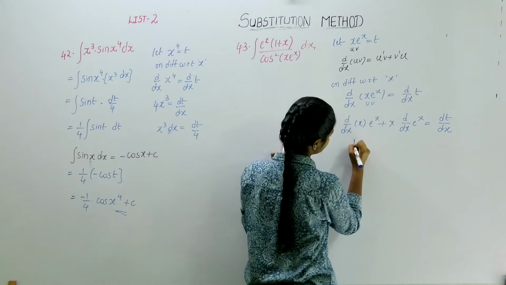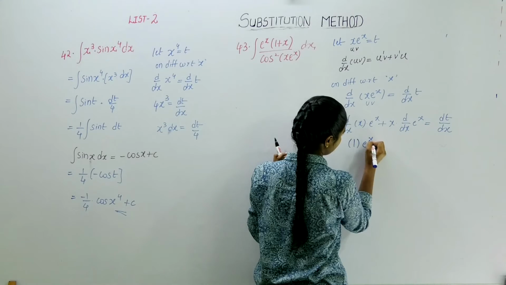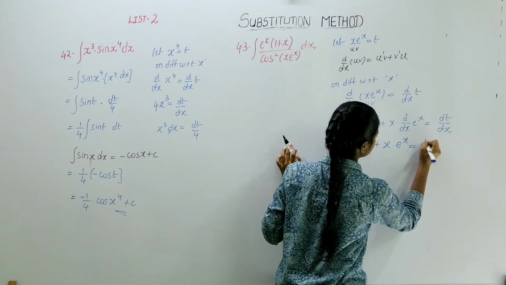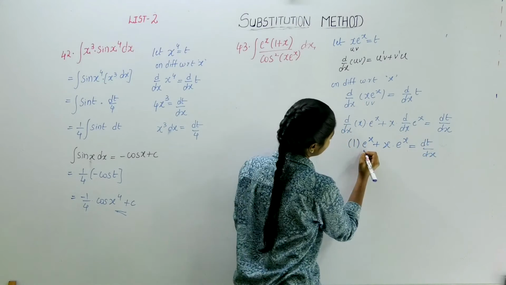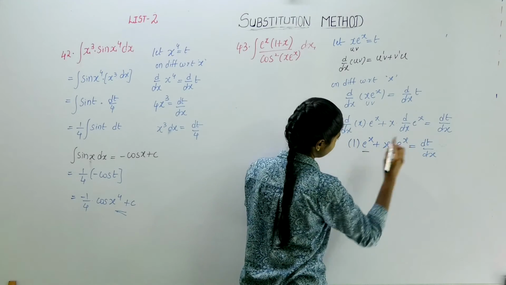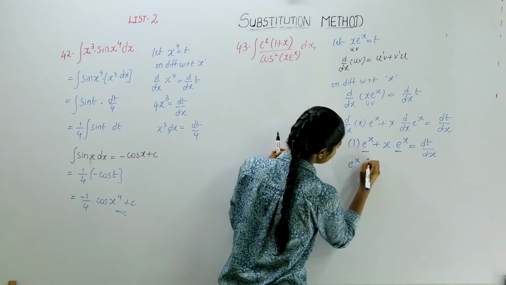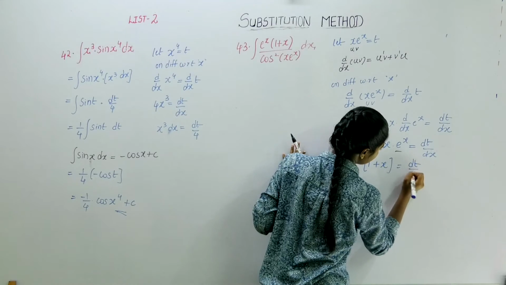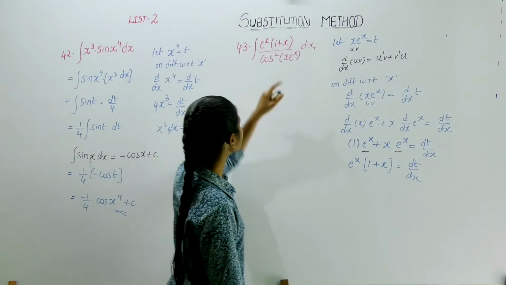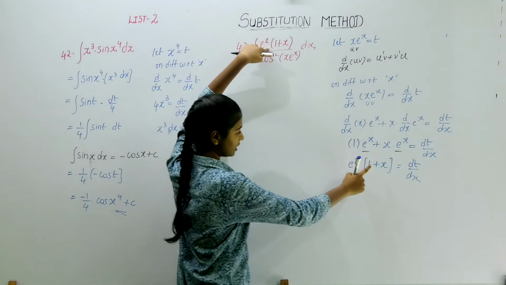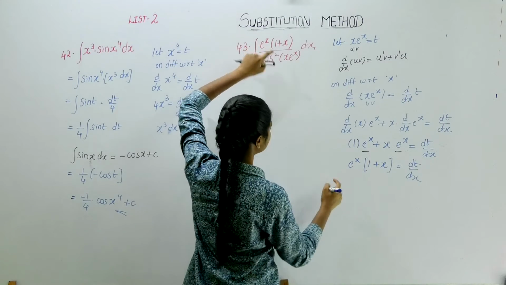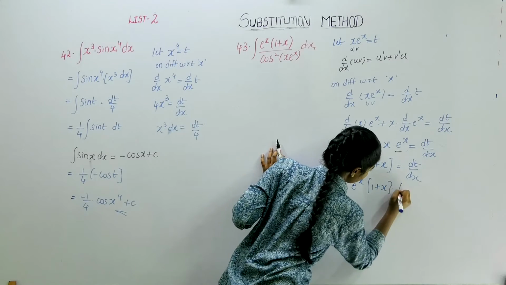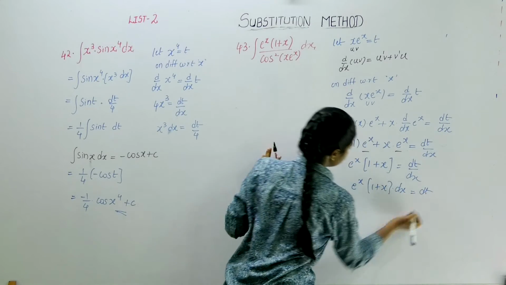d by dx of x is 1, e power x as it is, plus x into d by dx of e power x is equal to dt by dx. Now we have e power x. When we take e power x common, we have 1 plus x, which is equal to dt by dx. When we look at the question, we have this value e power x into 1 plus x in the numerator place. So e power x into 1 plus x dx is equal to dt.